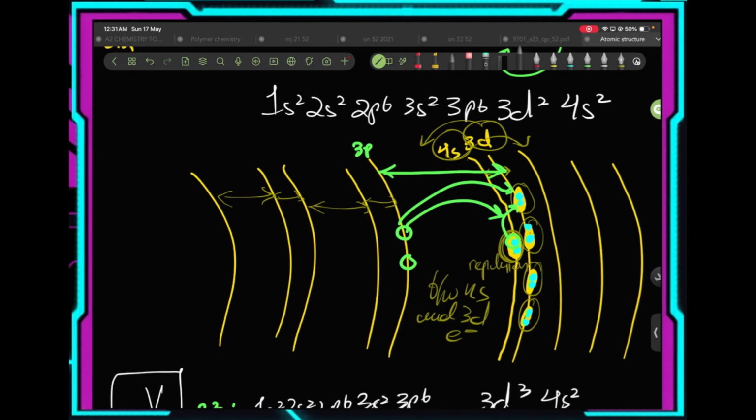But there's an additional thing happening over here. If 3D got one electron from 4s, because 4s is very close, it can borrow an electron from 4s to become more stable. What it does is it borrows an electron.